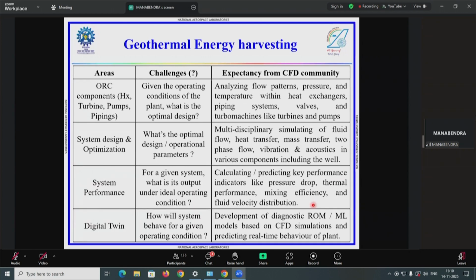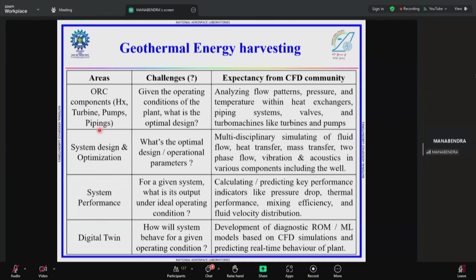So coming to that, what are the challenges? As we have already seen, the organic Rankine cycle at its component level consists of the heat exchangers, then the turbines, pumps, the piping. There were many talks in the past 3 days which touched upon the piping and also the thermal simulations. So probably that expertise can help us answer the question: given an operating condition of the plant, what is the optimal design? It is something like an inverse design, where you are given the performance and then you have to design, say, the heat exchanger or the turbine blade. And here there are a lot of expectations from the CFD community, where contributions can be made.